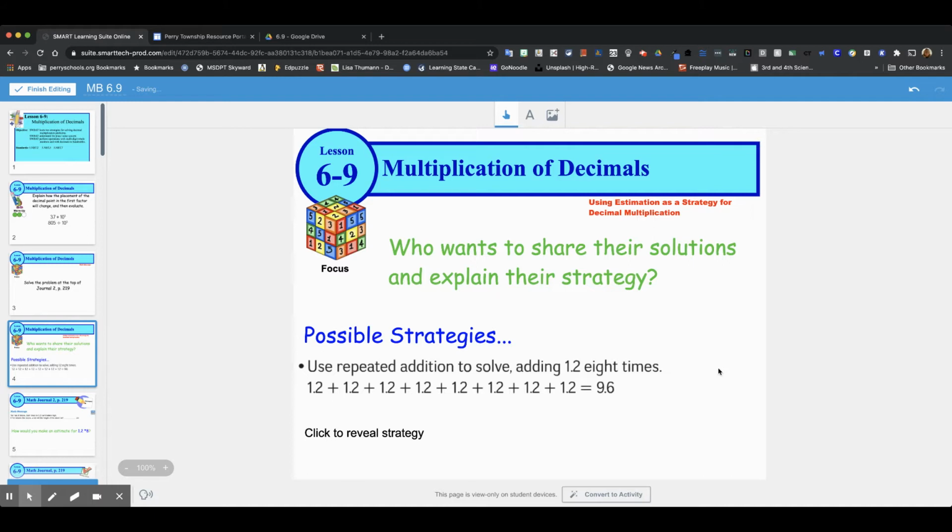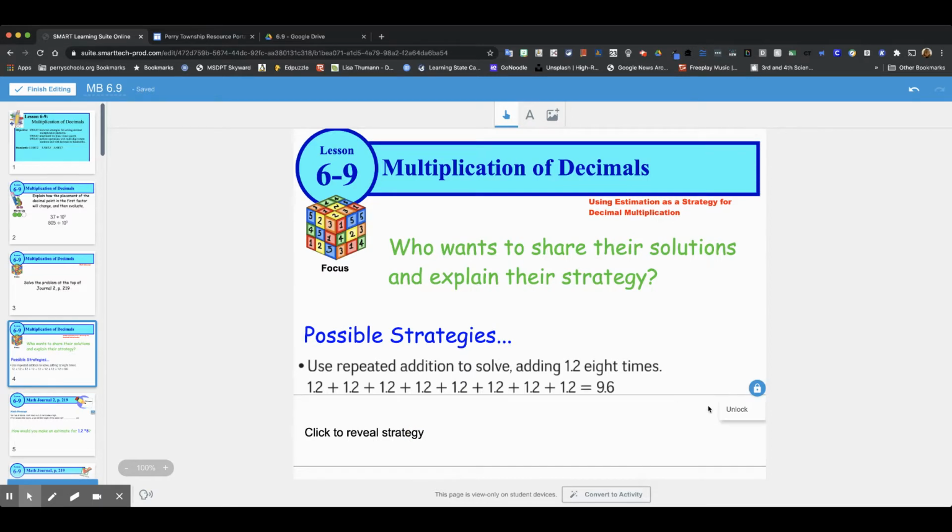You could have used repeated addition to solve, adding 1 2/10 8 times. So you could have done 1 2/10 plus 1 2/10 plus 1 2/10 plus 1 2/10 plus 1 2/10 plus 1 2/10 plus 1 2/10 plus 1 2/10. And you could have found out that that was 9 6/10, 9.6.